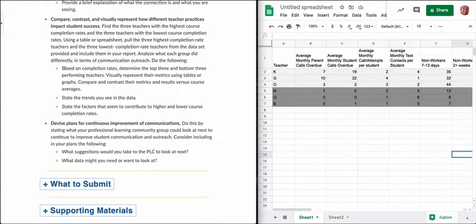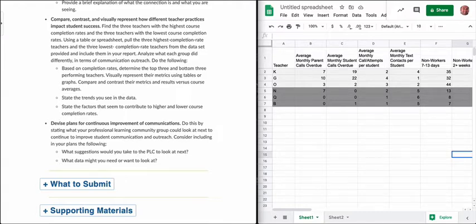So first it says, based on the completion rates, determine the top three and bottom three performing teachers and visually represent their metrics, tables, or graphs. Compare and contrast their metrics, results, and course averages. You want to state the trends that you see in the data, and you want to state the factors that seem to contribute to higher and lower course completion rates. So we're going to talk about a couple things.